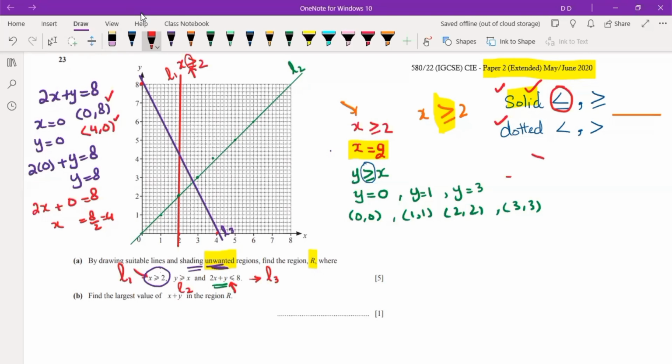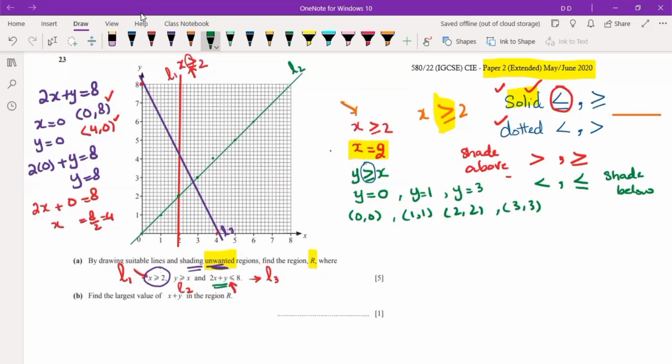As you know, greater than or greater than or equals to, in both cases we always shade above the line. But in the case when we are having these signs, lesser or less than or equals to, we always shade below the line. Got it?